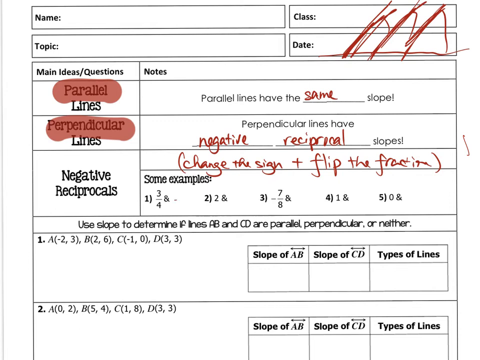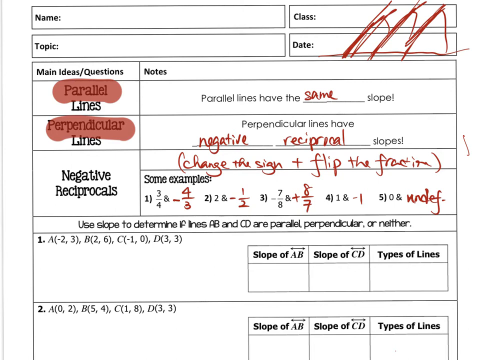The opposite of 3/4 is negative 3/4. And then I have to flip it and find the reciprocal. So, opposite, then reciprocal. Negative 7/8 becomes a positive, 8 goes up, 7 goes down. 1 is simply negative 1/1. And 0 and undefined. That's undefined, because once you flip a 0, 0 is in the denominator. It's undefined. So let's look at some examples here.